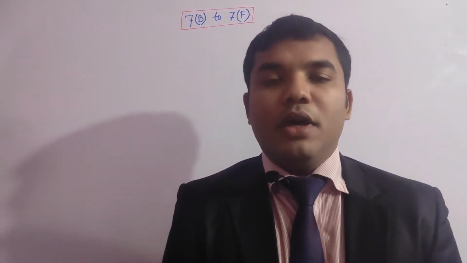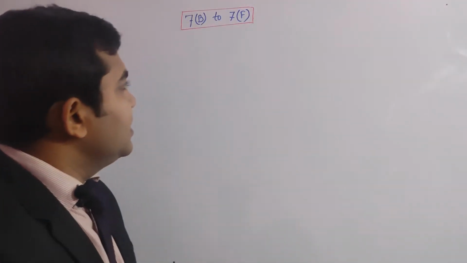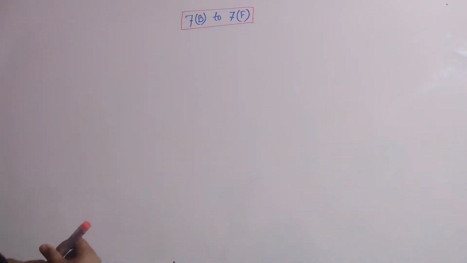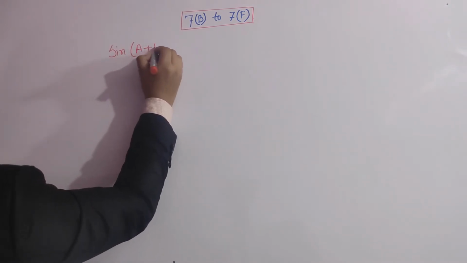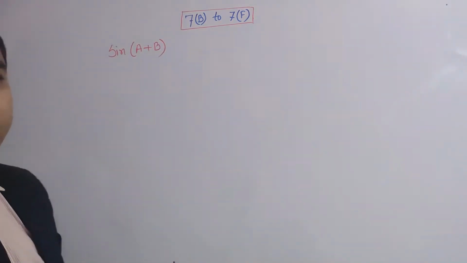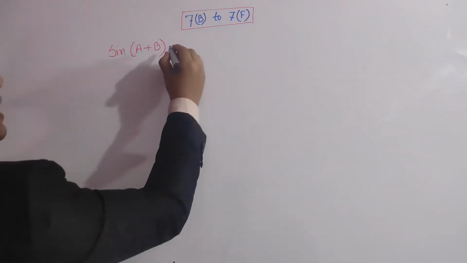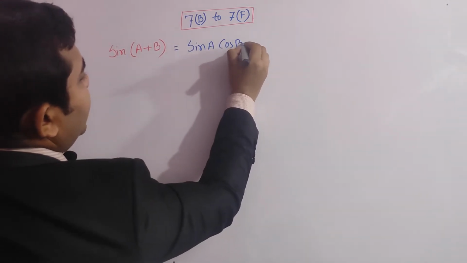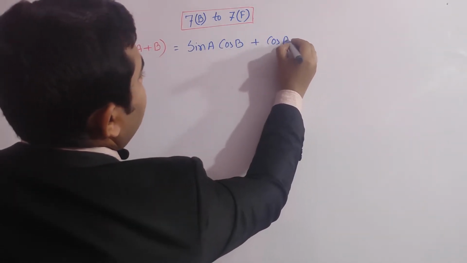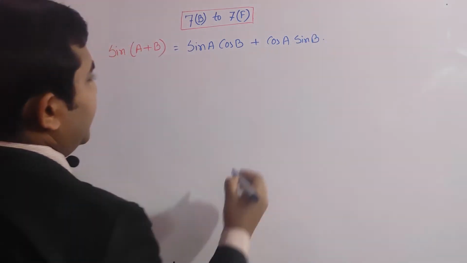So dear students, according to our lesson plan, today we are going to discuss the basic part of trigonometry. This basic lecture will depend on the formulas first. First we focus on a formula named sin A plus B. What is the formula for sin A plus B? We know that sin A plus B is sin A cos B plus cos A sin B.